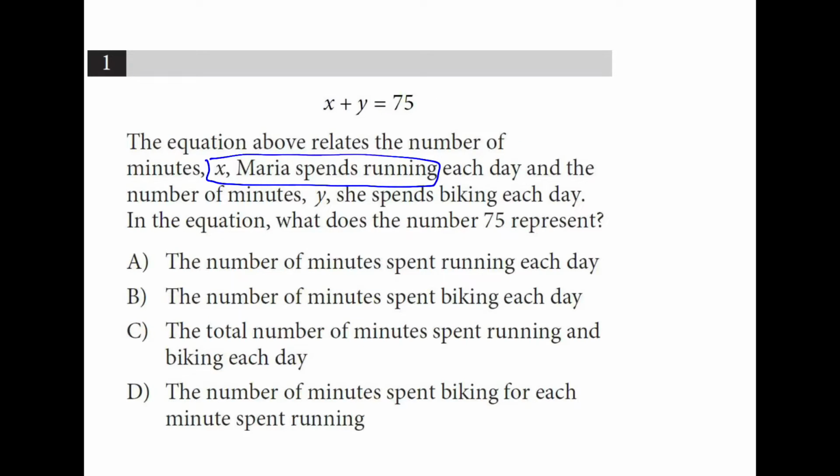In this equation, x represents the number of minutes Maria spends running, and y the number of minutes she spends biking. So 75 is the sum of those two. So I see this word total, and that makes a lot of sense.